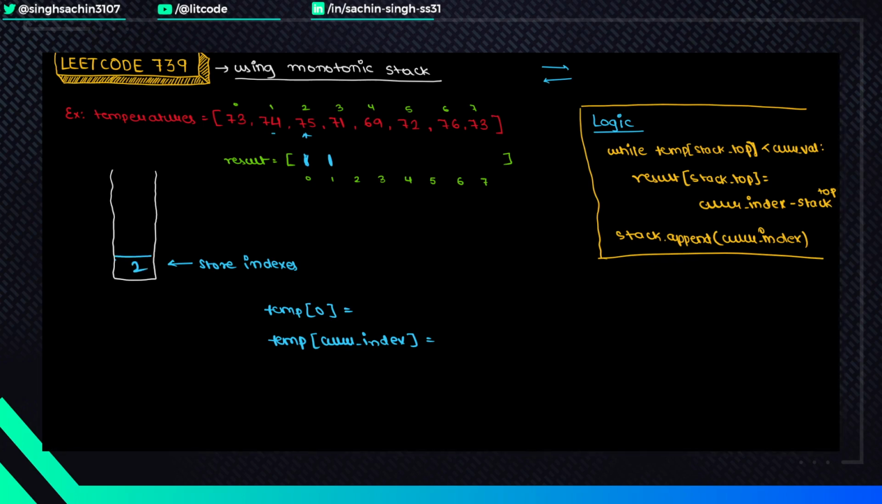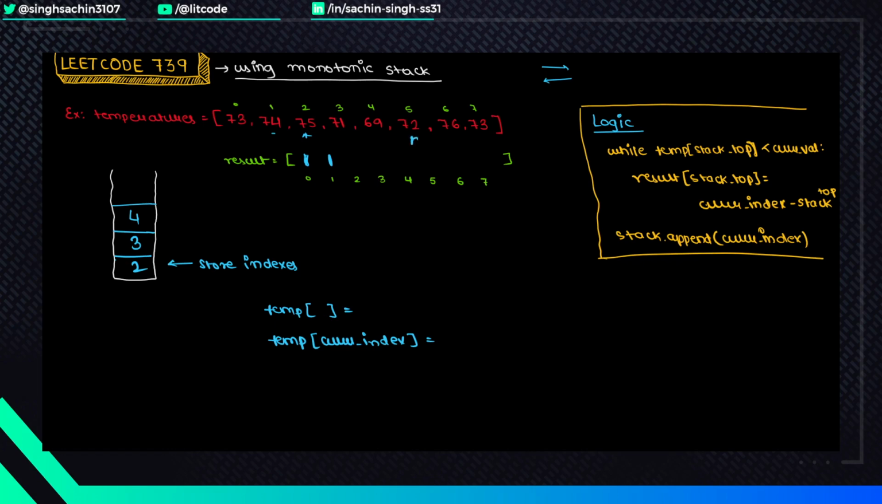Now comes 71. Is it greater than 75? No. So in that case, we will simply push the index on top of the current stack. Now we have 69. This is also not greater than the previous element, so we will again push the index on top of the stack. Now we have 72. 72 is greater than 69, so what we will do, my current index is 5.